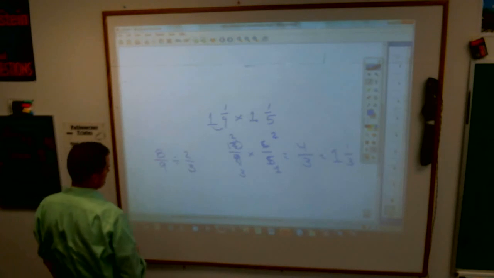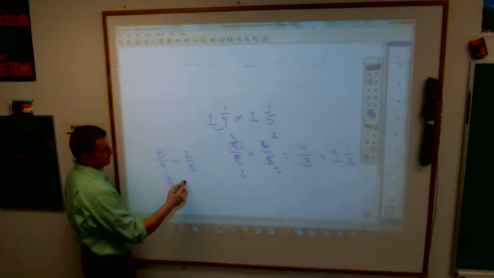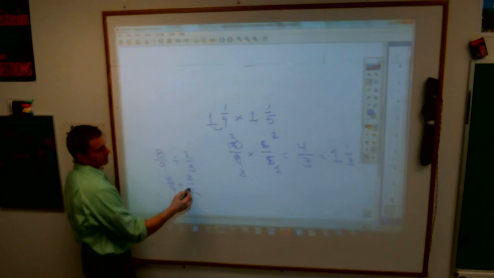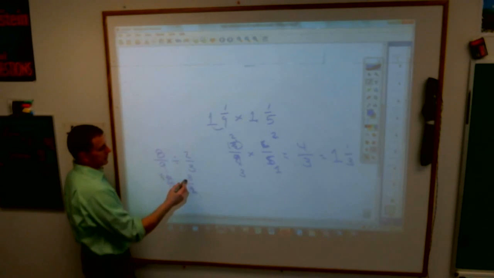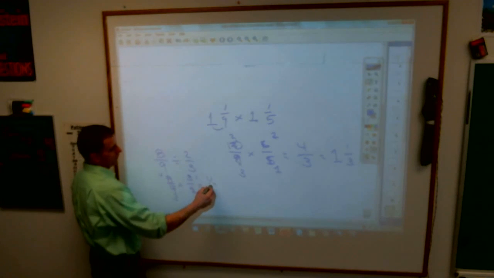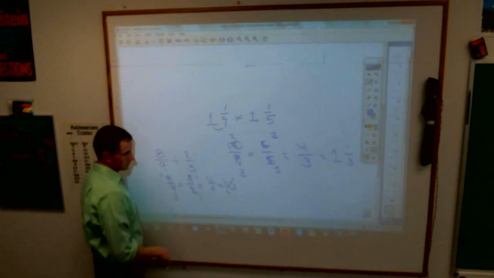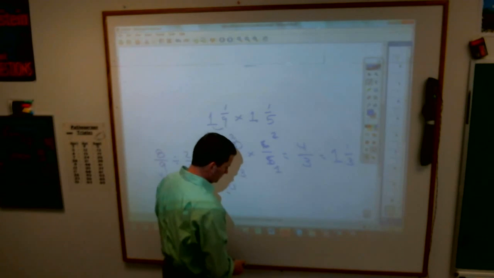Let's check. It's always the second one we flip, so this becomes 3 halves. 2 goes into 2, 2 goes into 8, 3 goes into 3, 3 goes into 9. You then get 4/3, and that's 1 and 1/3. Everybody's happy about that?